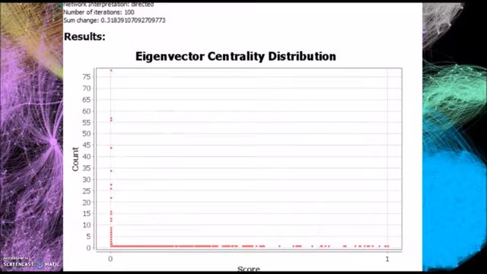Going further, we also look at the eigenvector centrality, which basically tells us how much influence on the transfer of items through the network a certain node has. A score of 1 means that a person has a lot of influence. A score of 0 means exactly the opposite.